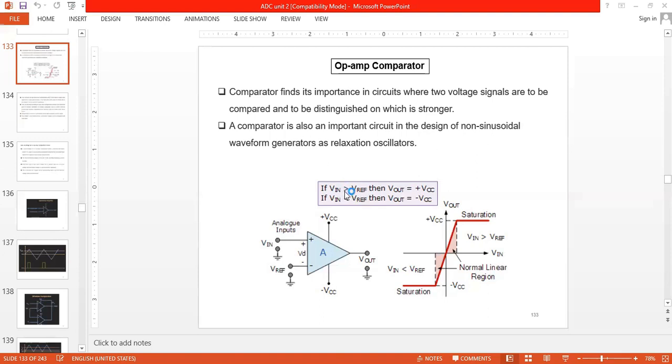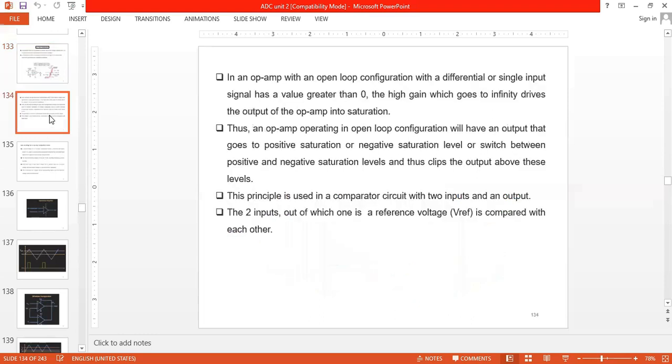If V in is greater than V reference, the output will be plus VCC. If V in is less than V reference, V out is equal to minus VCC. So the principle used in the comparator circuit is two inputs and one output.